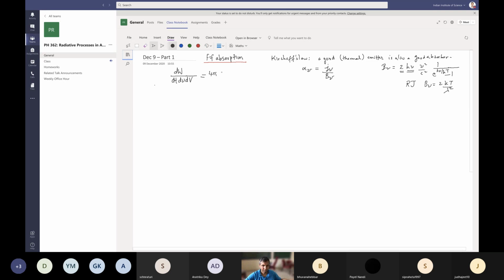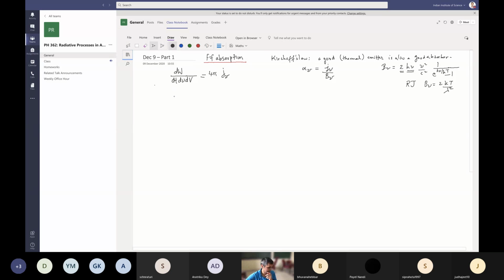4 pi J nu. And as I mentioned, free emission, when you integrate over all the electrons, is expected to be isotropic, because you're considering all orientations of electron-ion collisions. So you just divide it by 4 pi, which is the total solid angle. So J nu is per unit solid angle, and this is just over all solid angles.